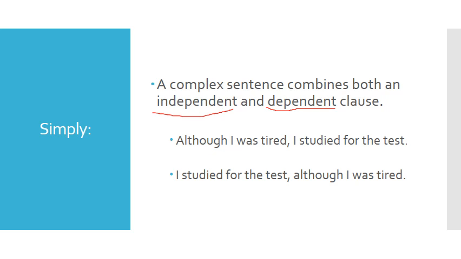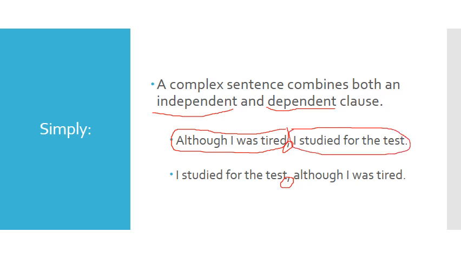Let's read these two examples. Although I was tired, if you notice here, I have a comma. Now I'm going to explain it. I studied for the test. I studied for the test, although I was tired. Let me tell you something first. This is alone, although I was tired. And this is alone, I studied for the test.